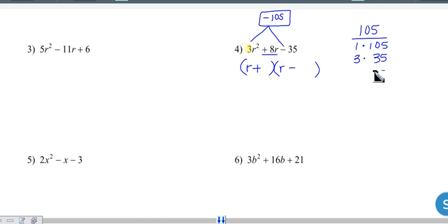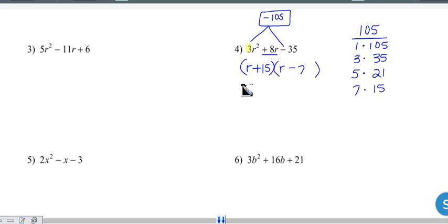3 times 35. Still, when I subtract that, I'm not going to get 8. So I keep going. 4 won't divide into 105, so let's do 5. 5 and 21. If I subtract those, still too big. 6 doesn't divide, but 7 does. 7 times 15. There we go. When I do 15 minus 7, I do get 8. So which one's positive and which one's negative? The larger number has to match the middle term.